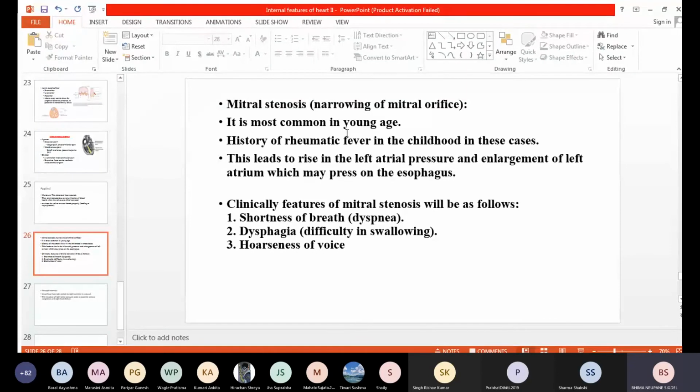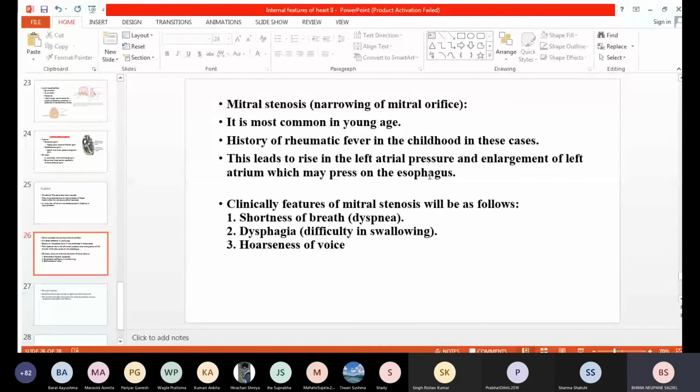We have studied this in the base of the heart also. There is excessive enlargement of the left atrium because there is no normal flow of blood from the left atrium to the left ventricle. This excessive enlargement may compress not only the esophagus but also the structures present behind it, including the trachea.